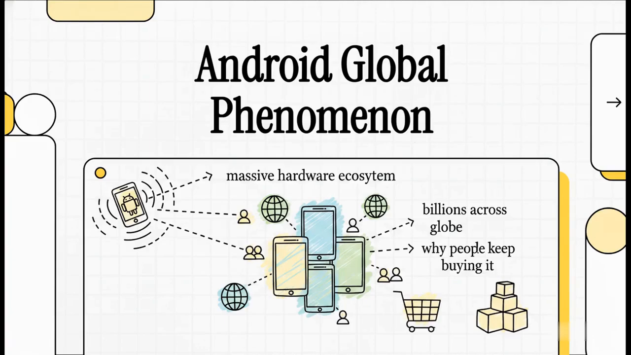Today we are diving into a massive global phenomenon. How exactly did a small startup project evolve into the operating system that literally powers the digital lives of billions? We're talking, of course, about Android. We're going to break down its fascinating history from version 1 all the way to 17, explore its huge hardware ecosystem, and really dig into why people just keep buying it.